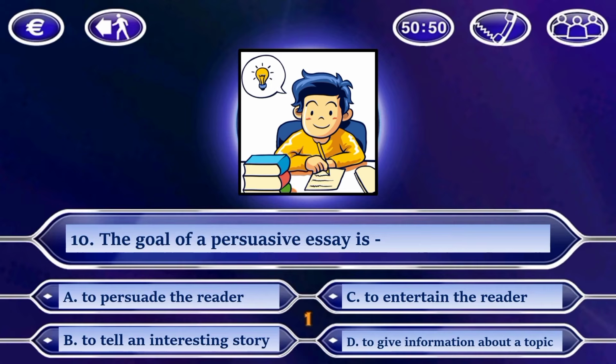Number 10. The goal of a persuasive essay is it A. To persuade the reader? B. To tell an interesting story? C. To entertain the reader? Or D. To give information about the topic? Answer is A. To persuade the reader.